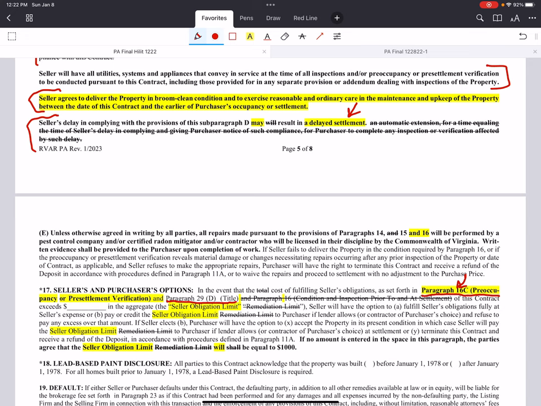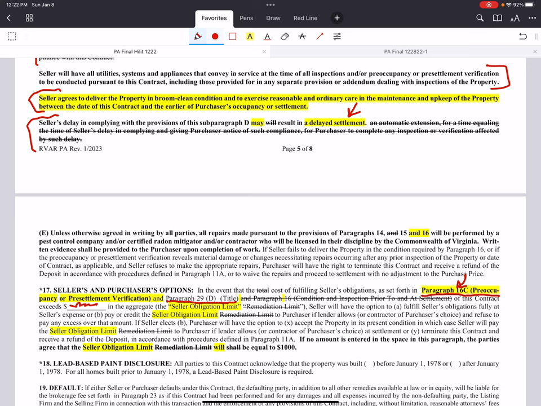So if there are some defects in the title that's going to require repair, then the seller is capped at this number, whatever this number is here. Remember, if it's blank, then it defaults to $1,000.